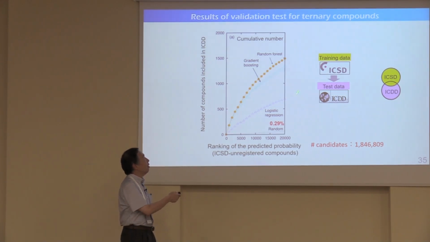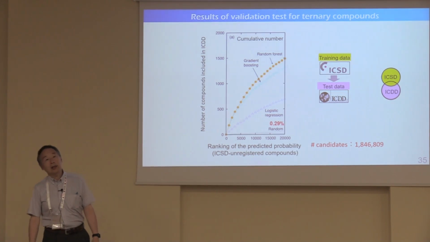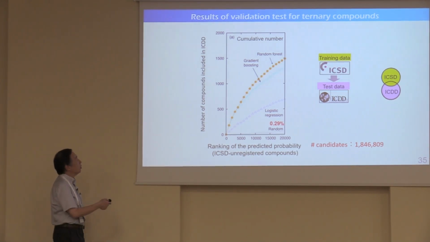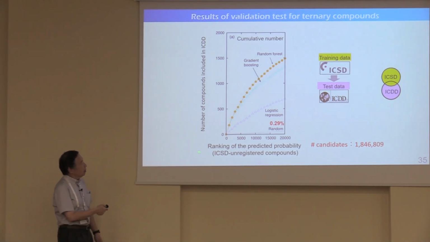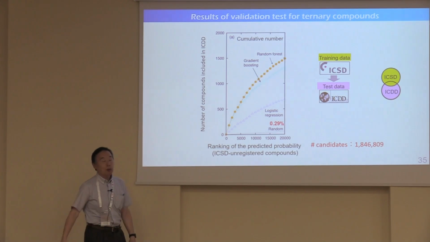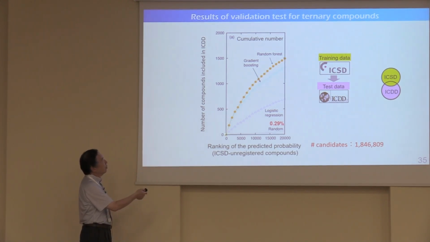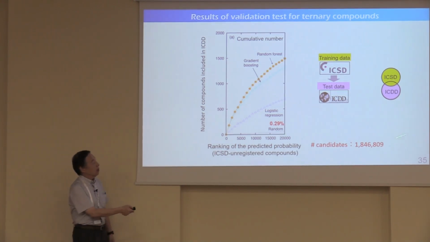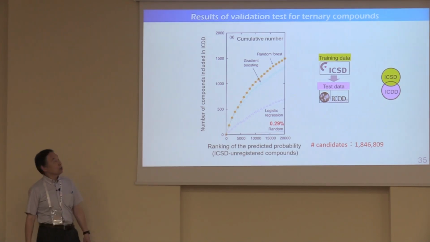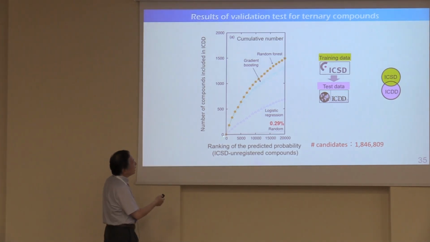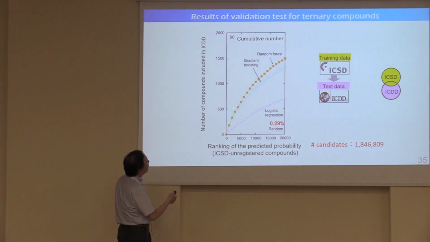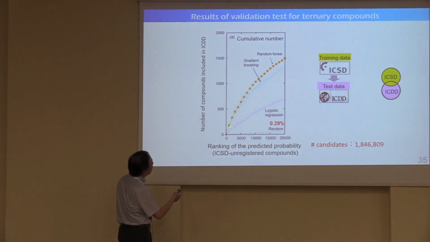So we counted the number of compounds included in the test set as the number of correct answers, shown on this vertical axis. The horizontal axis corresponds to the ranking of the predicted probability, from the first rank, number 1, to number 20,000 within 1.8 million different compositions. And as you can see, random forest performed best among these three models. With the decrease of ranking, this is a cumulative number, and the number of correct answers somehow declined. But it is very good in the very first part.